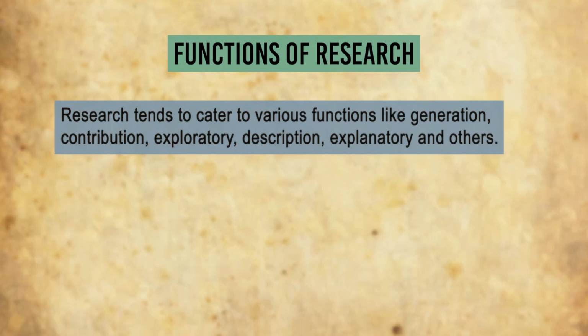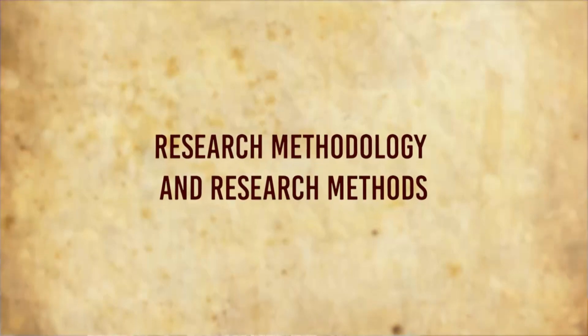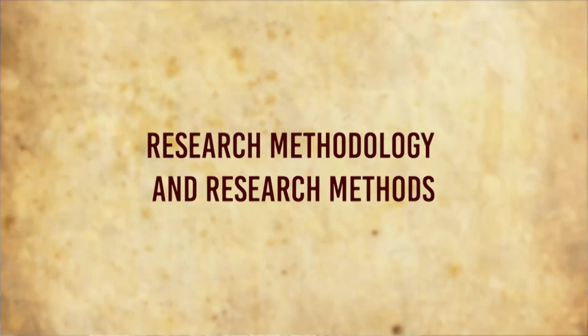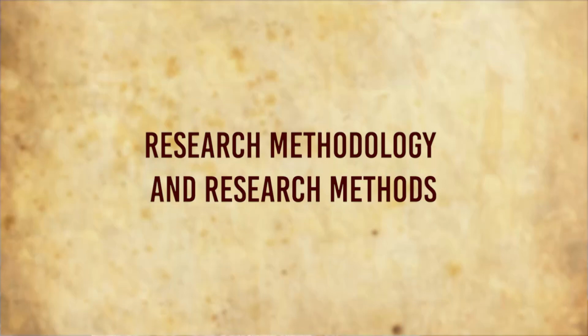Furthermore, we have to understand that research often has a function of explanation, where it is trying to determine and explain the social phenomena that exist and tries to answer questions like what, why, how, when, and where. We have to understand the very basic concept of research methodology versus research methods. This is a very common terminological error that we make. There is a difference between research methodology and research methods.